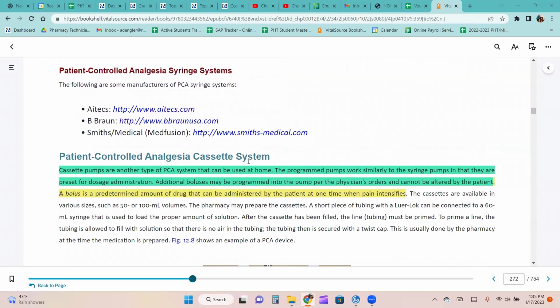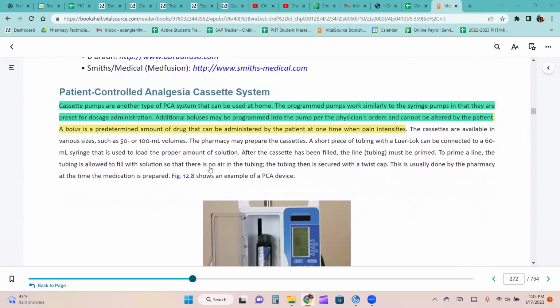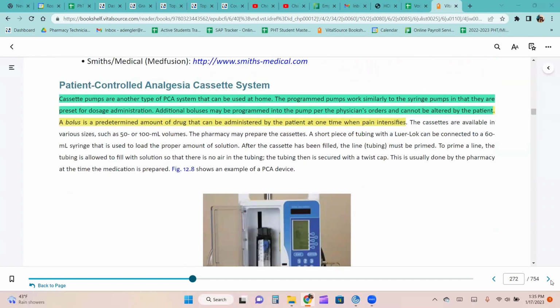And here's just more about patient-controlled analgesia syringe systems. Cassette pumps are another type of PCA system that can be used at home. The program pumps work similarly to the syringe pumps in that they are preset for dosage administration. Additional boluses may be programmed into the pump per the physician's order and cannot be altered by the patient. A bolus is a predetermined amount of drug that can be administered by the patient at one time when pain intensifies.